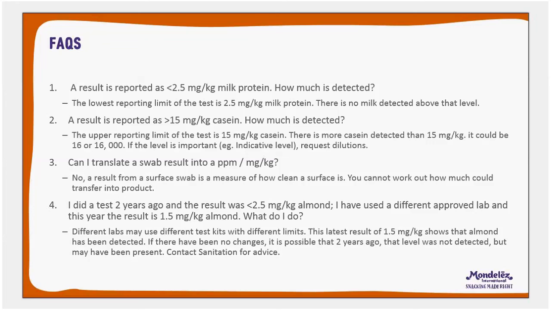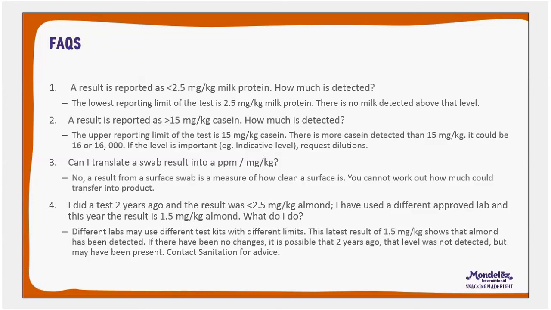If the result is reported as greater than 15 milligrams per kilogram of casein, how much is detected? Well, this is just saying that the upper limit of the standard range for that testing kit is 15, and there's been more detected than 15. So it might be 16, it might be 16,000, and this is where you might be able to ask for some dilutions to extend the standard range, as we talked about with the indicative level study.